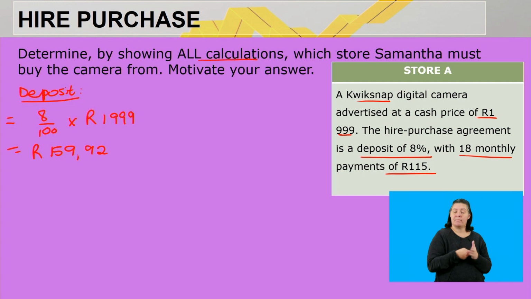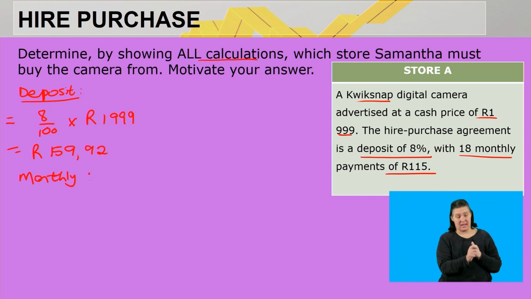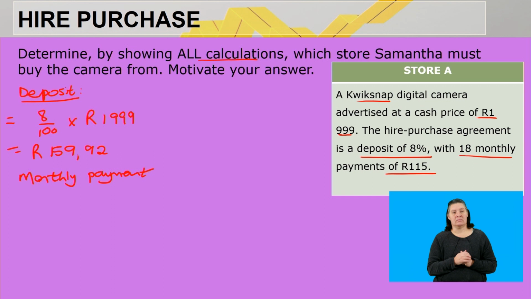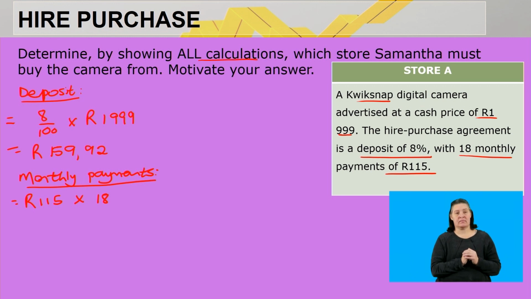But what else is important here? It also indicates that the hire purchase agreement also would like 18 monthly payments of 115 Rand. So here, let me go to the monthly payments. And I'm going to indicate it like this, monthly payments. And we know the monthly payments is 115 Rand per month multiplied by 18 months. So let's key that in. 115 multiplied by 18 months. So that will give us a total of 2,070 Rand.